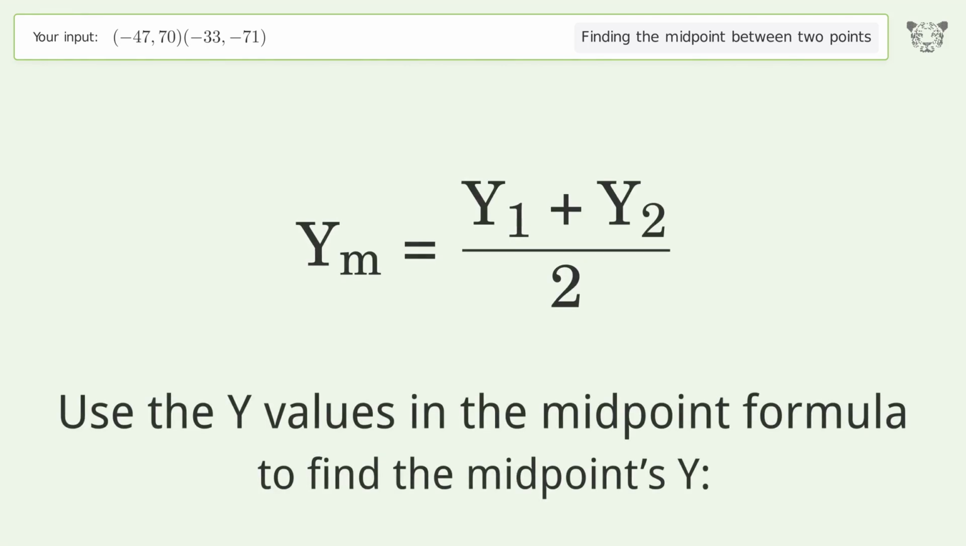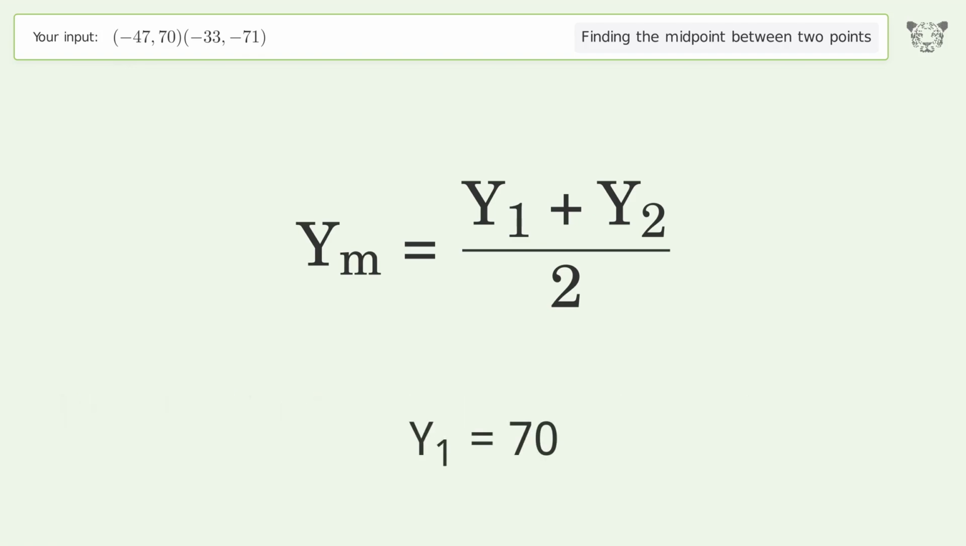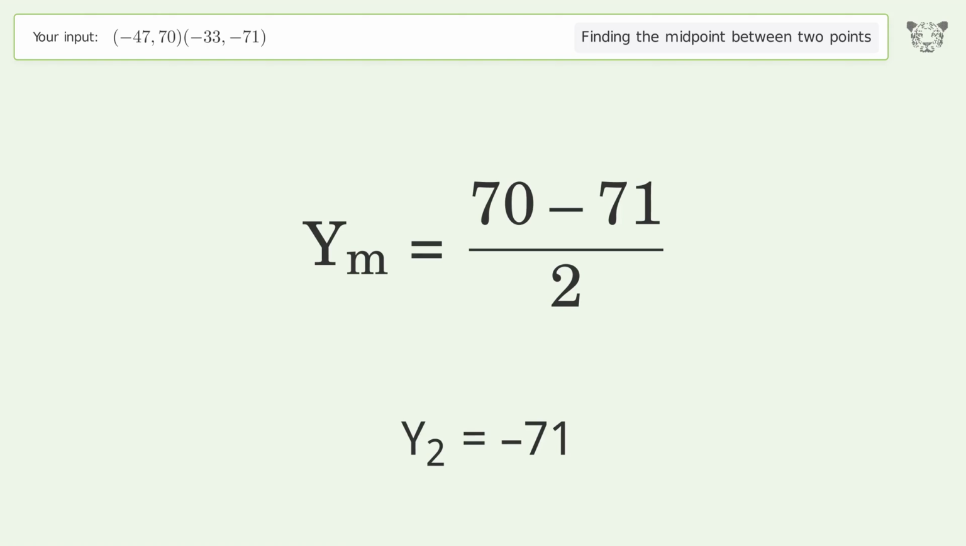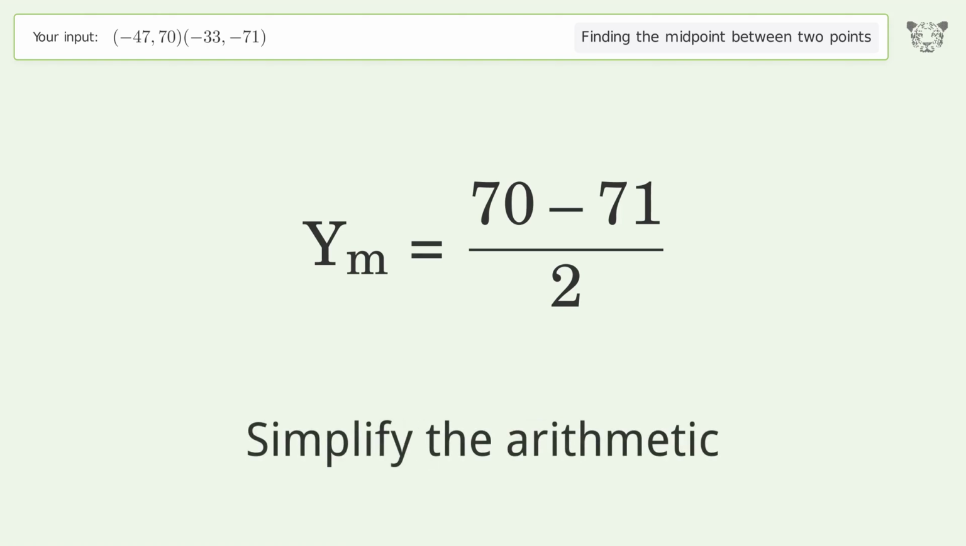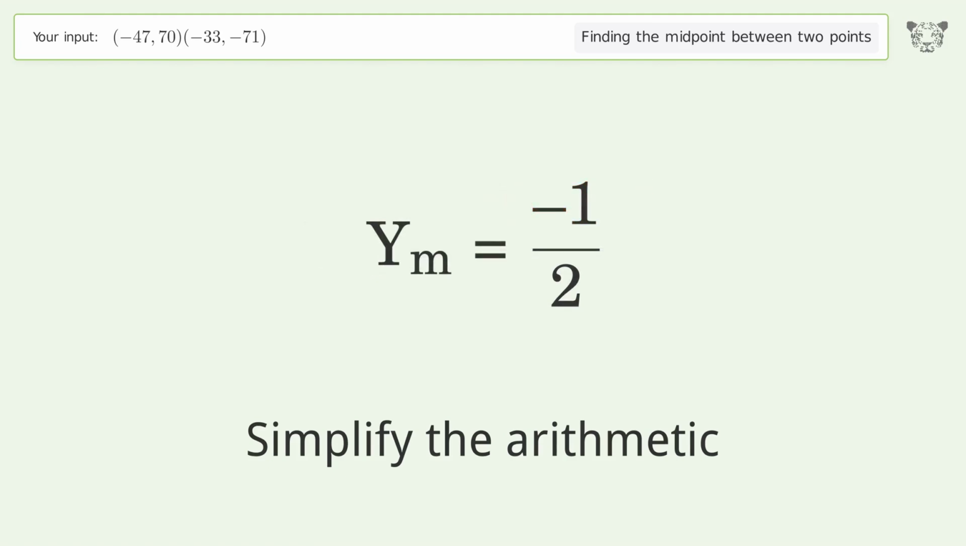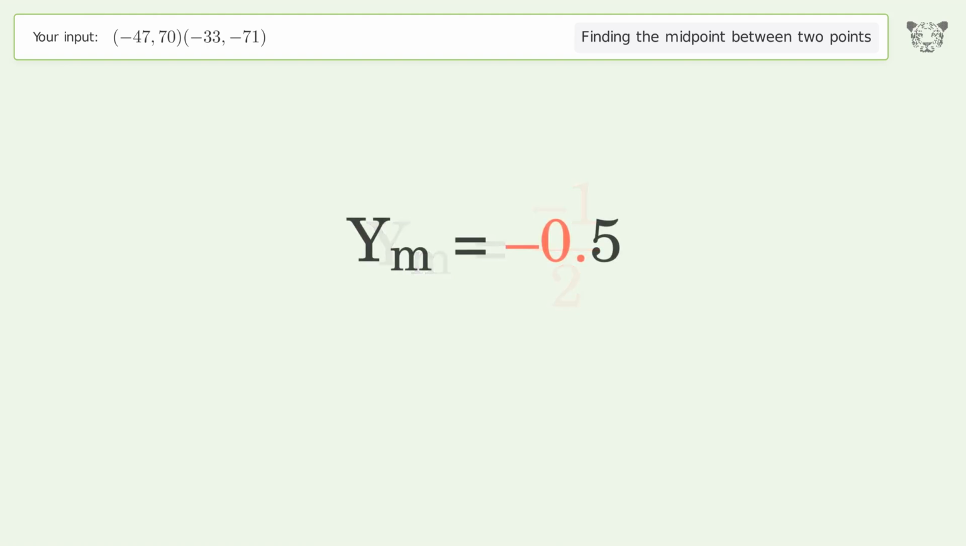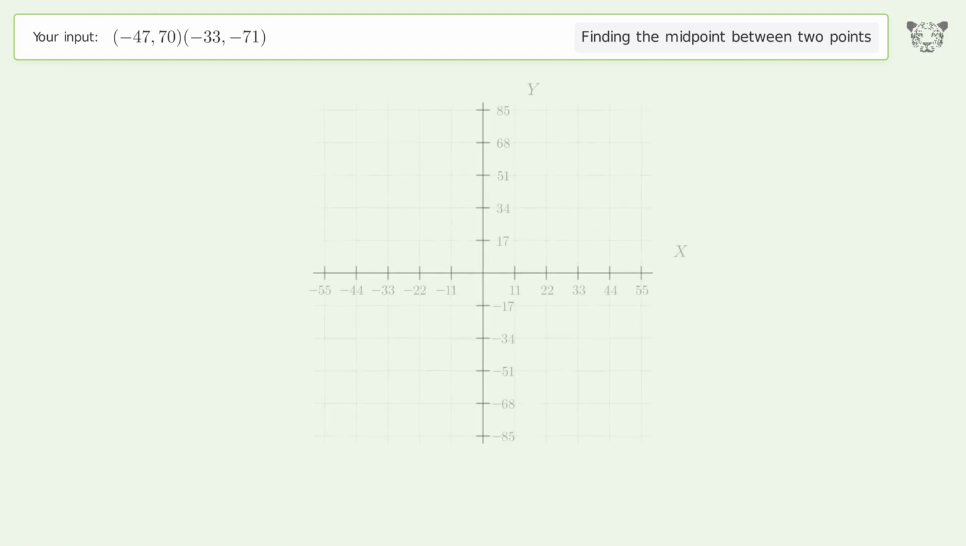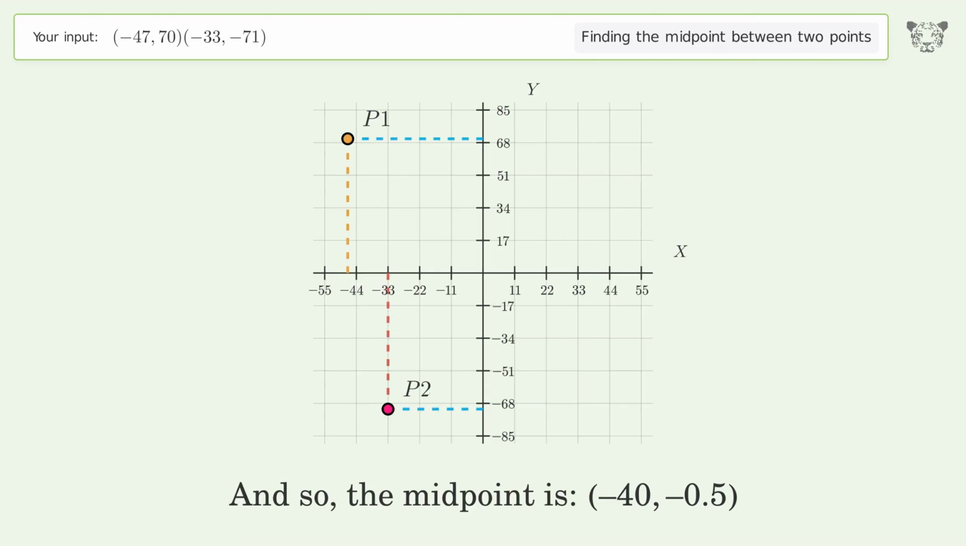Use the y values in the midpoint formula to find the midpoint's y. y1 equals 70. y2 equals -71. Simplify the arithmetic. And so, the midpoint is -40, -0.5.